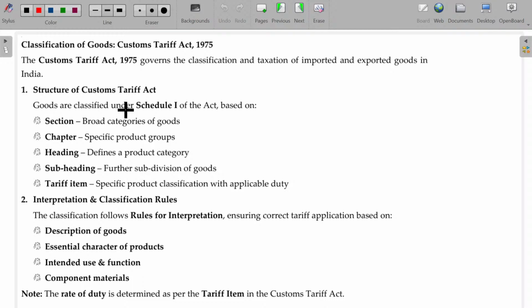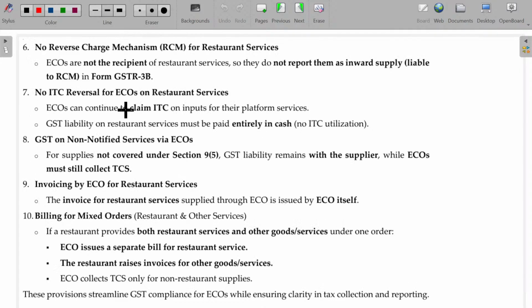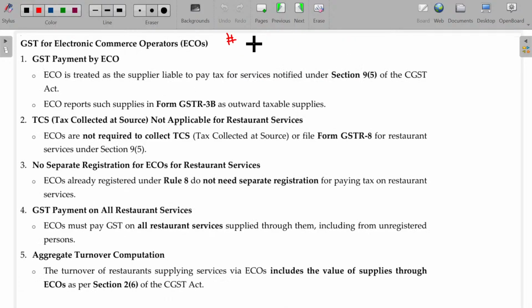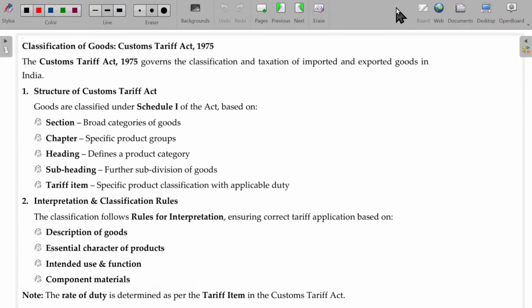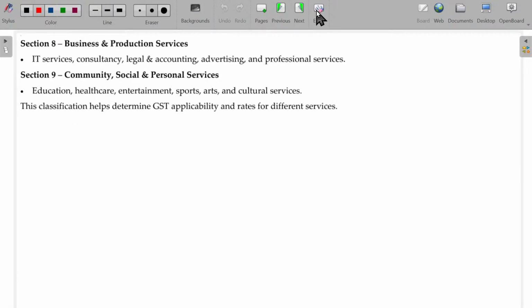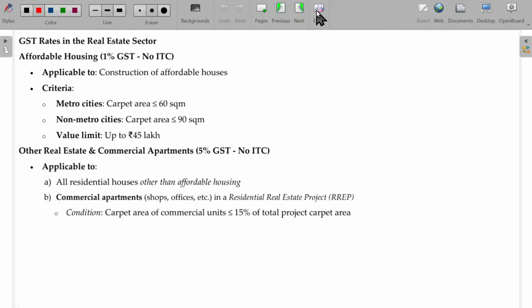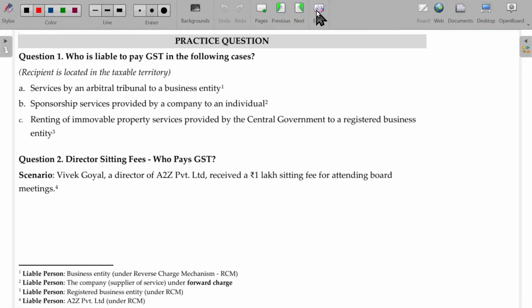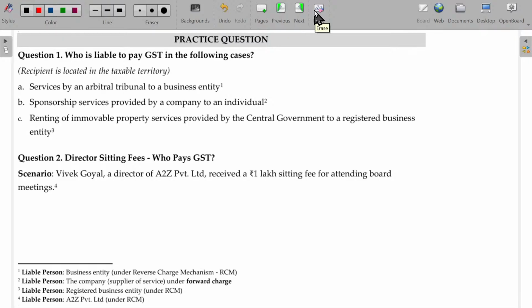So with that, we have completed RCM basis. Charge of tax, including RCM, is over. We'll complete some practical questions before we discuss some more theory here.